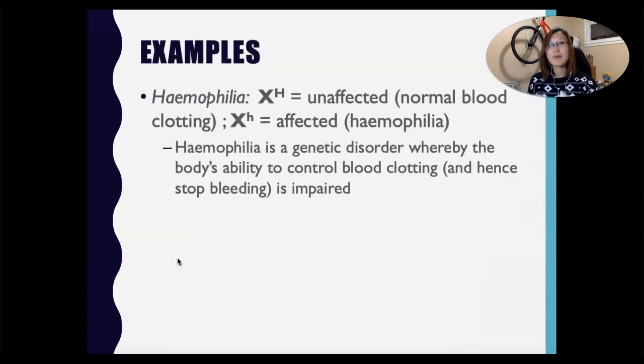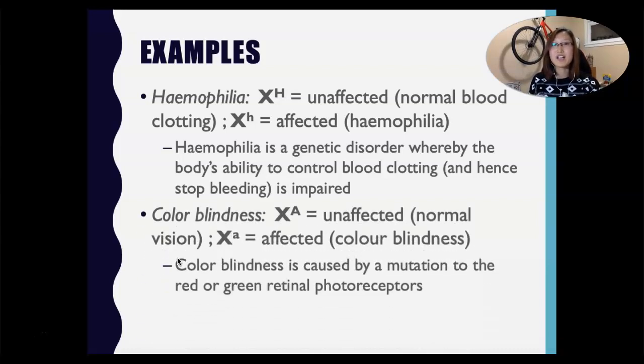All right, so now there are 2 examples that we're going to talk about. There's hemophilia and then there's colorblindness. Both are X-linked recessive genes. So that means in order for a female to get hemophilia or colorblindness, she has to be homozygous recessive. And for a male to have it, you have to have X^a Y or X^h Y.